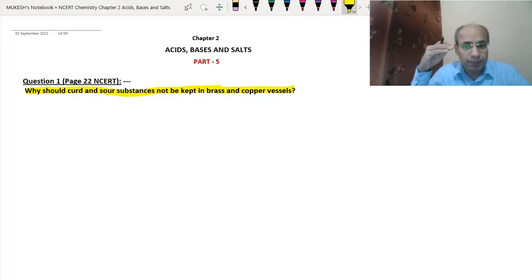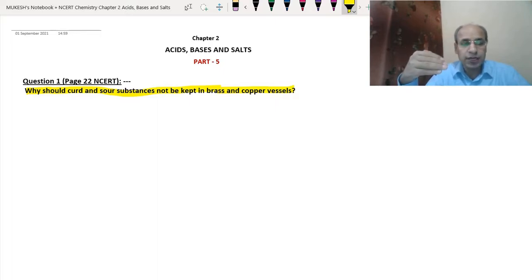Basically, with the passage of time, copper reacts with atmospheric gases. Then it may develop a coating of basic copper carbonate over it, which can react with the acids. Or when we heat the copper vessel, it develops a coating of copper oxide on it, because as we have studied, when copper is heated in the presence of air, a layer of copper oxide is formed, which is black in color.